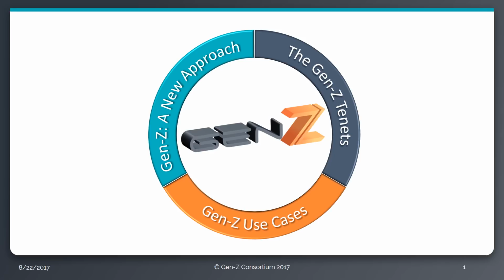The Gen Z tenets provides a list of architectural tenets that drove the design, protocol definition, and specification of Gen Z. And finally, there are a series of videos for a number of Gen Z use cases, which are examples of how to apply Gen Z technology into various real-world infrastructure components and solutions.